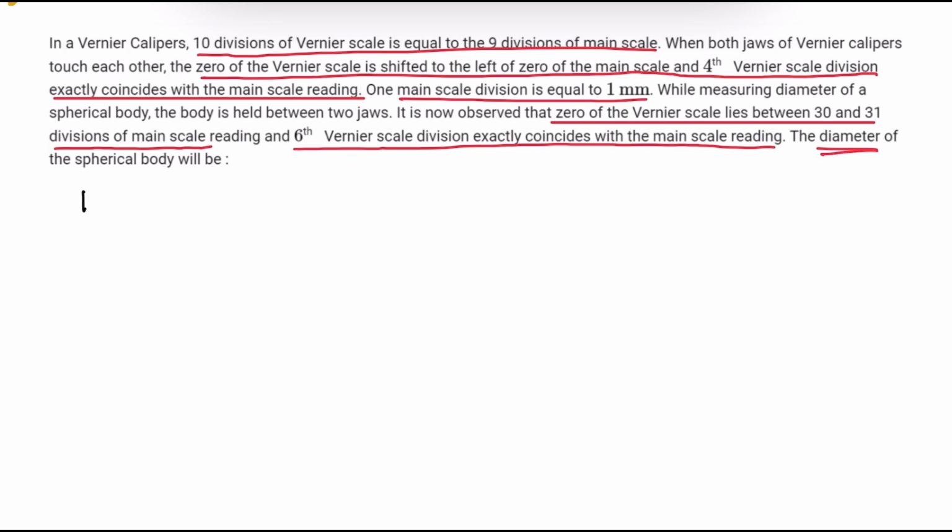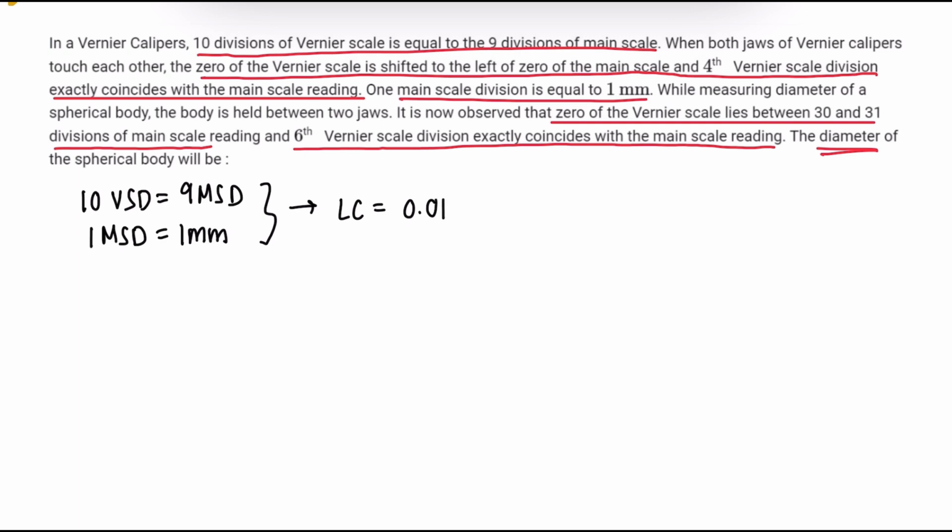So they gave us that 10 VSD is 9 MSD. They also gave us that 1 MSD is 1 millimeter. And these are the basic conditions that we've discussed in the previous videos. So we can just directly say that the least count here is 0.01 centimeters. Now, the next thing they've talked about right here is the error of the vernier calipers.